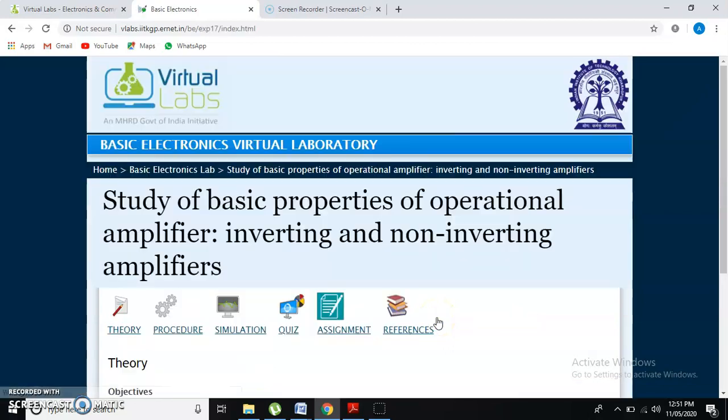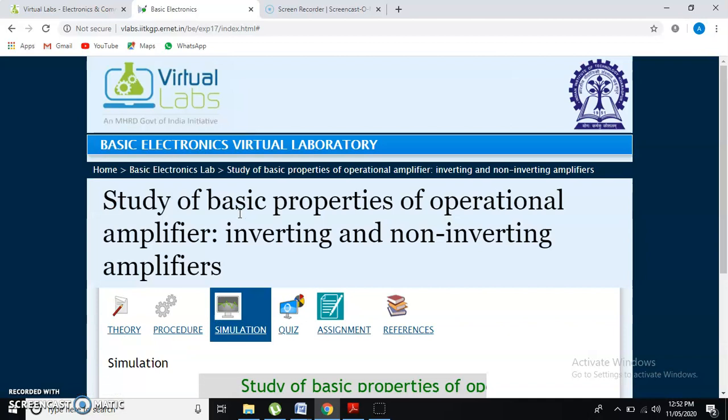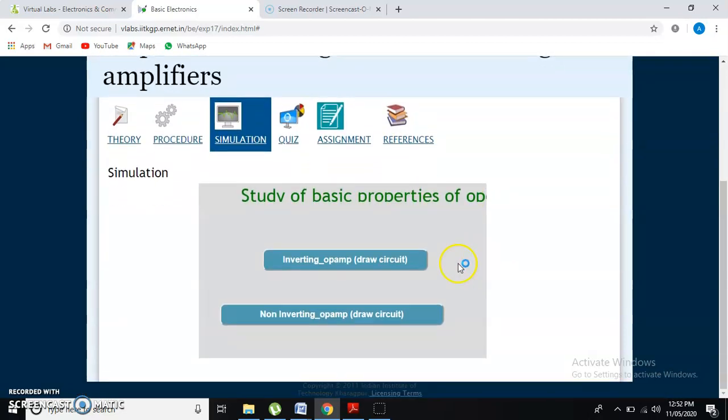Click onto this. So now here this particular lab will give us the facility for performing designing inverting and non-inverting amplifier using op-amp. We'll click on to simulation link to begin with the experiment. So here you will find the inverting op-amp and non-inverting op-amp, both amplifiers are designed. And as part of our experiment, we have to perform both. So we'll click first on to inverting op-amp.